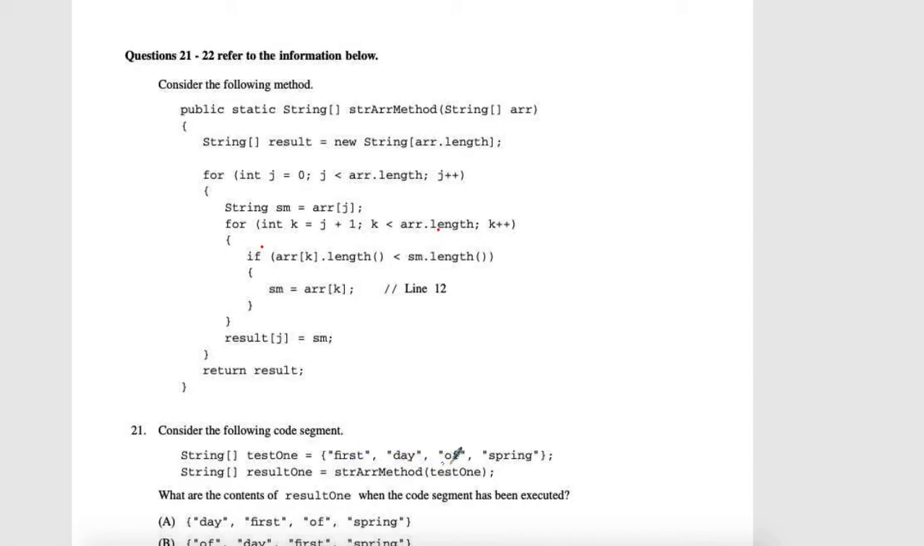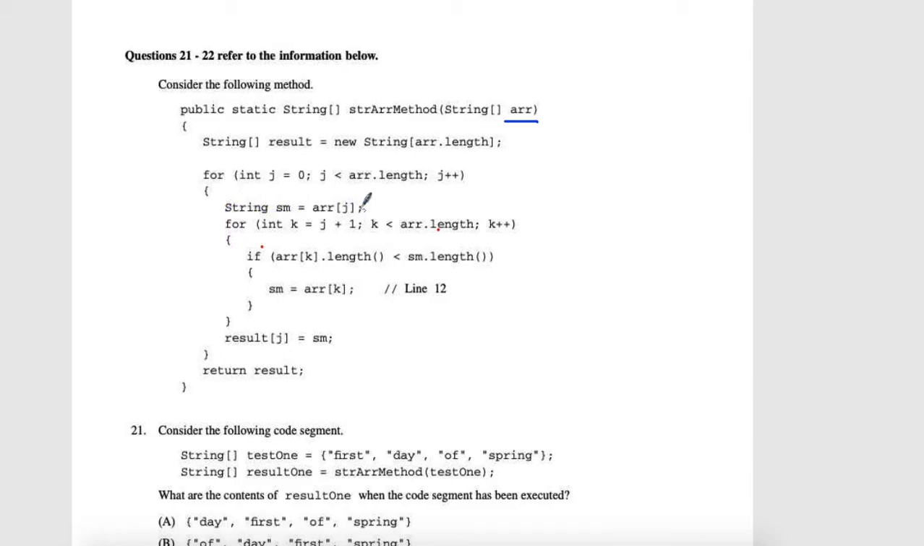So this is the array that they've given us, first day of spring. That array gets passed in as a parameter, and we begin by instantiating this new array, which is the same length as the current one and is also a string array. That's what will be returned. So this method is returning an array of strings, the same length as the parameter array. Now, the idea of this outside loop is that it is going to traverse the whole of the parameter array.